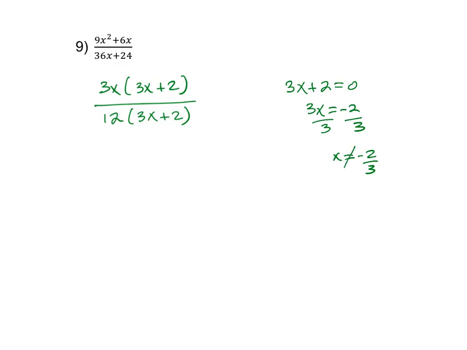Right? So now I'm going to simplify whatever I have in common. So I can cancel out the 3x plus 2. I can simplify that 3 with that 12, and that becomes a 4. So the simplification of this is x over 4.